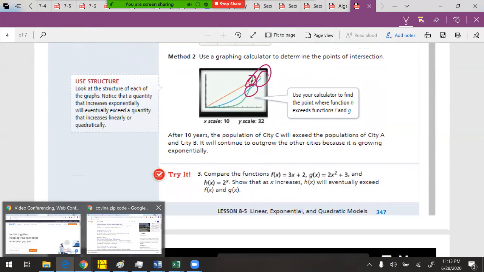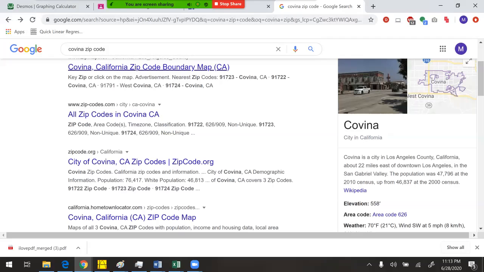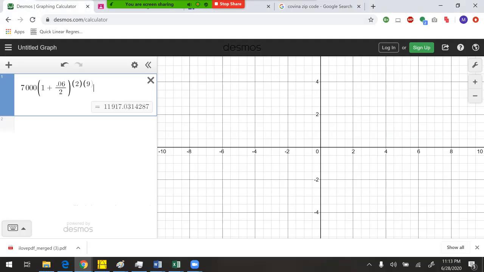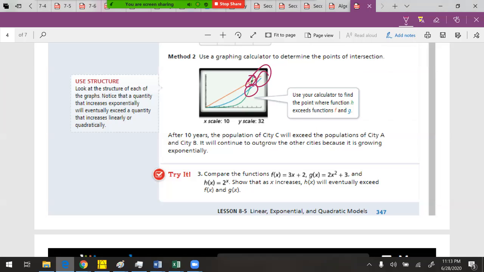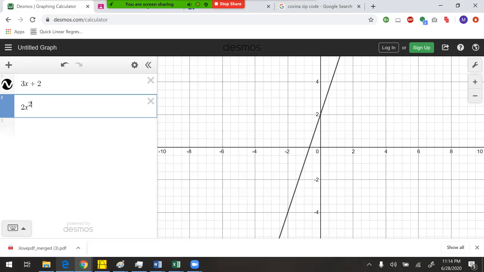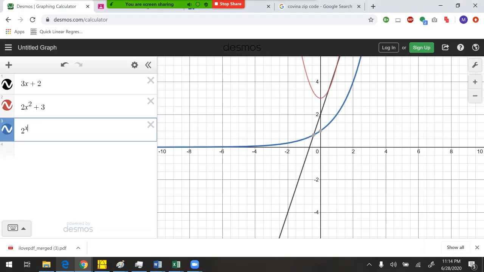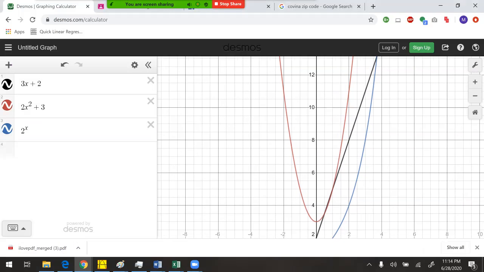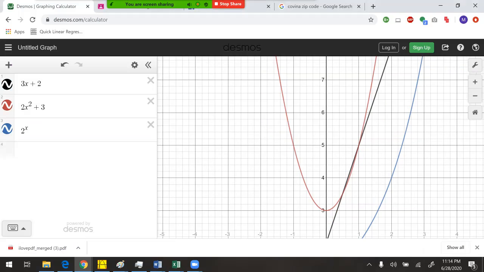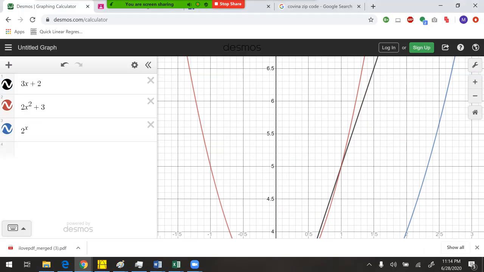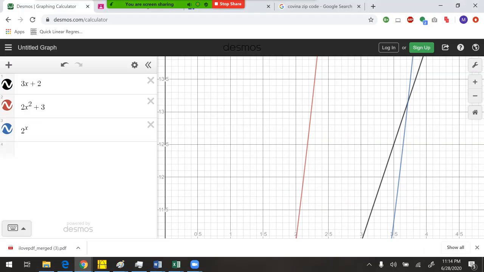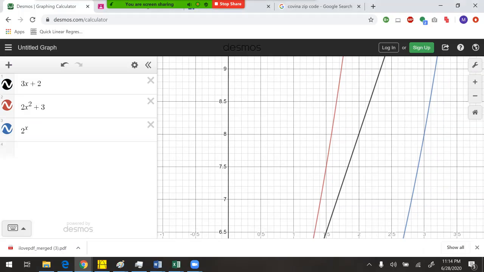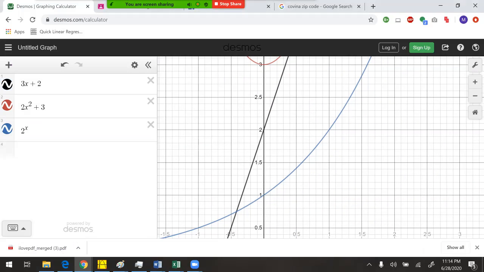I believe it's going to be this one. Am I right? I am not. I am right, actually. Boom. Here we go. 3x plus 2. The next one, 2x squared plus 3. And the last one, that's going to be 2 to the power of x. Notice I zoom in, it's crossing twice actually, right here and right here for the linear. And notice how the quadratic is never going to cross, but the exponential will, I believe. Yep, that's the exponential one.